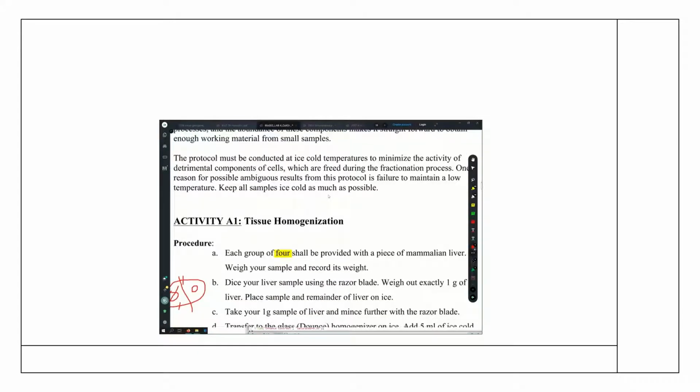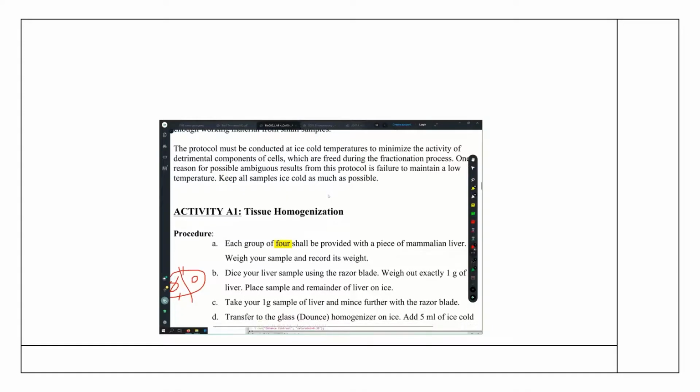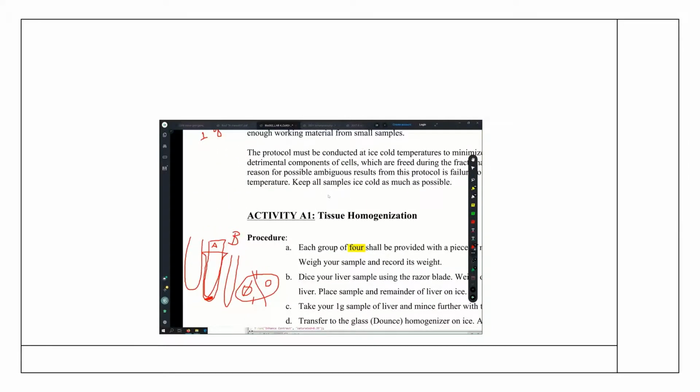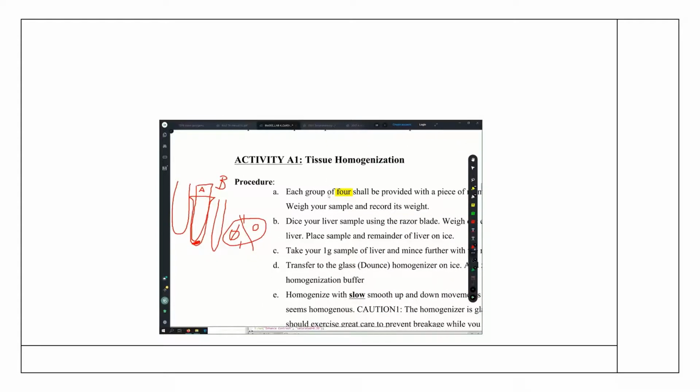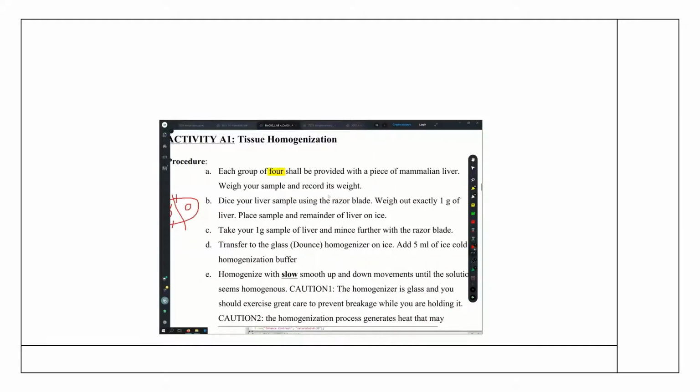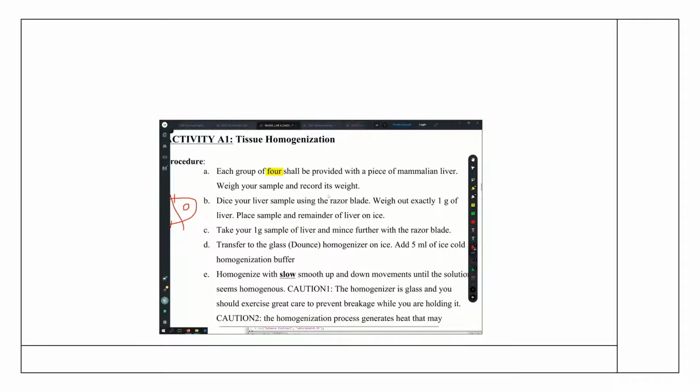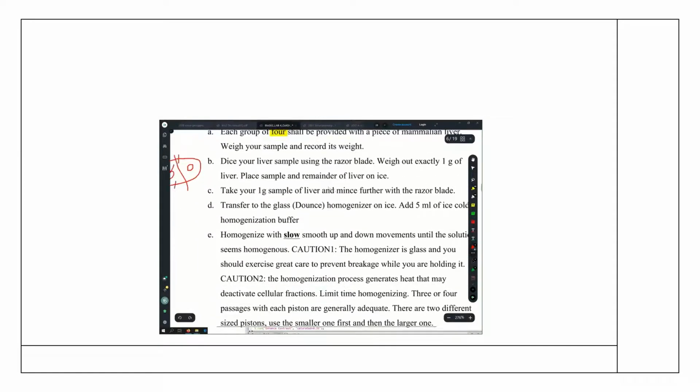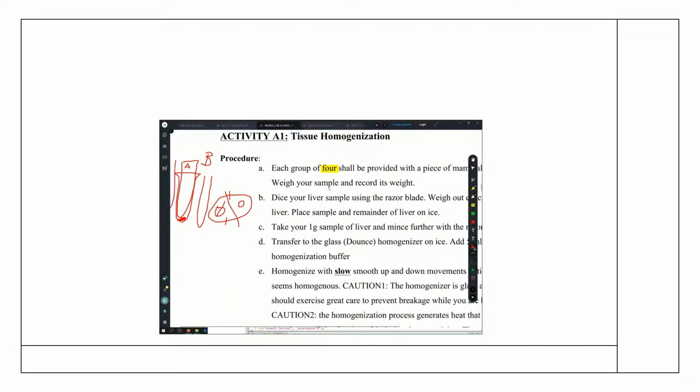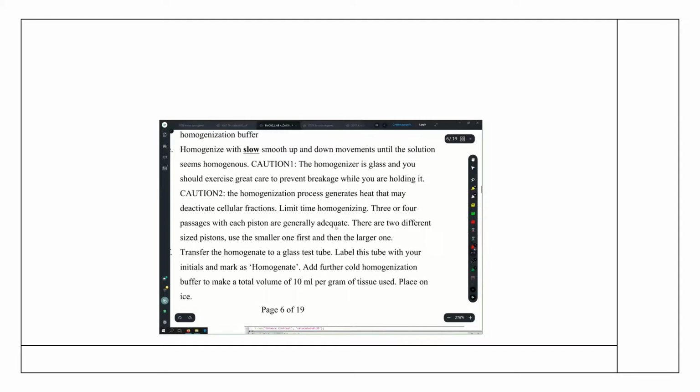The protocol must be conducted at ice-cold temperatures to minimize the activity of detrimental components of cells, which are freed during the fractionation process. One reason for possible ambiguous results from this protocol is failure to maintain a low temperature. Keep all samples ice cold as much as possible. Activity A1, tissue homogenization. Each group of 4 shall be provided with a piece of mammalian liver. You're going to weigh it, make sure it's 1 gram, and then you use a homogenizer to break it up. So that's what we did.